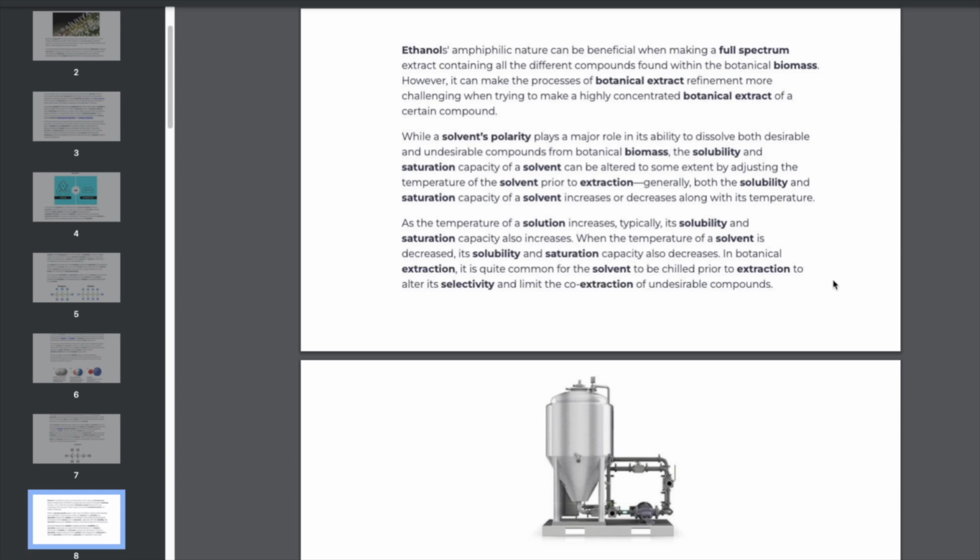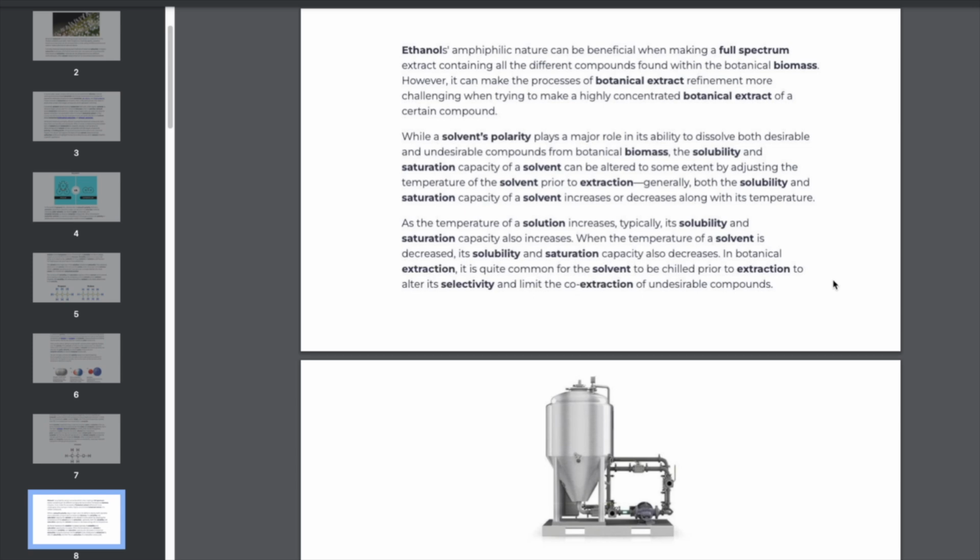Generally, both the solubility and saturation capacity of a solvent increase or decrease along with its temperature. The colder the solvent is, the lower the saturation curve, right? But also the more prevalent it is to reject some of those polar soluble materials, chlorophyll, fats and lipids, and so on and so forth. As the temperature of a solution increases, typically its solubility and saturation capacity increase in tandem. When the temperature of a solvent is decreased, the solubility and saturation capacity also decrease.